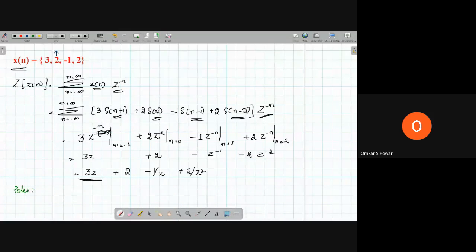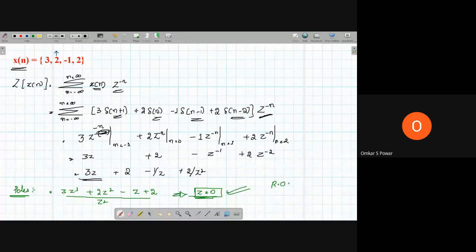So how do we get the poles? By equating the denominator to 0. In this equation, you have to take the LCM. So it will be 3z cube plus 2z square minus z plus 2 divided by z square. Now you equate your denominator to 0 to get your poles. Equating the denominator to 0, we get z is equal to 0. So we have a pole at z is equal to 0. Then what will be your ROC? ROC is the entire z plane except at z is equal to 0. You have a pole at z is equal to 0, and except at z is equal to 0, your ROC contains the entire Z plane.